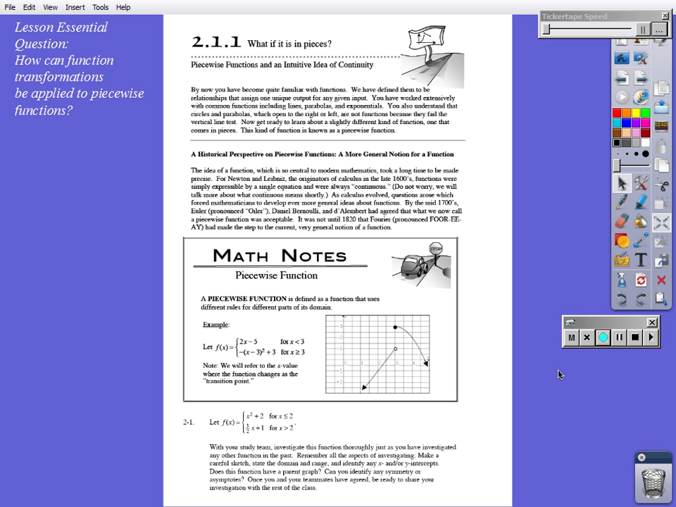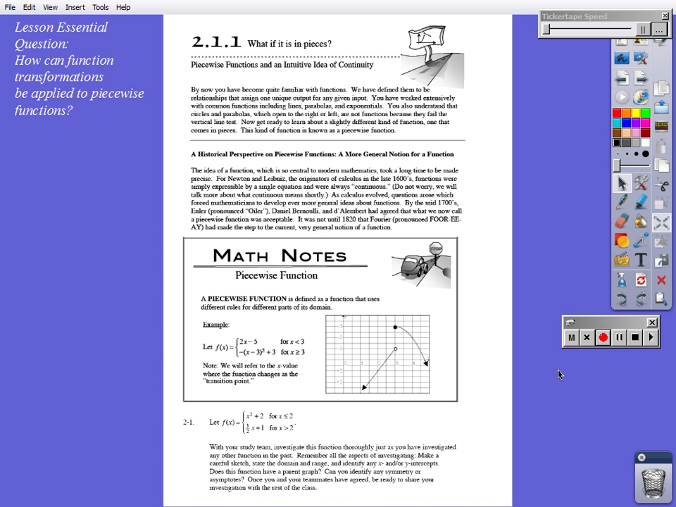So here we are with lesson 2.1.1, the first lesson in chapter 2. The unit essential question is, how do we find area under the curve? Lesson essential question for this and a few other lessons will be, how can function transformations be applied to piecewise functions? You can certainly read a little bit there about piecewise functions.